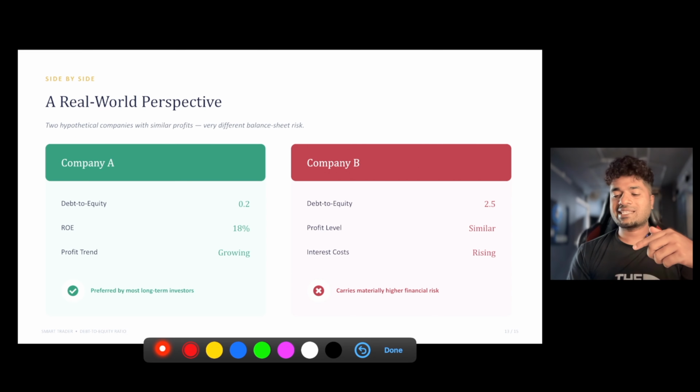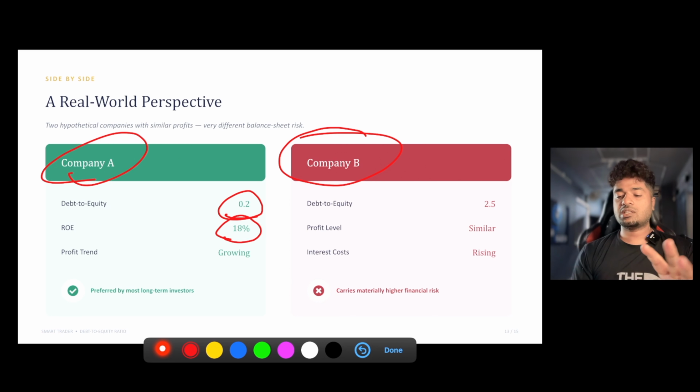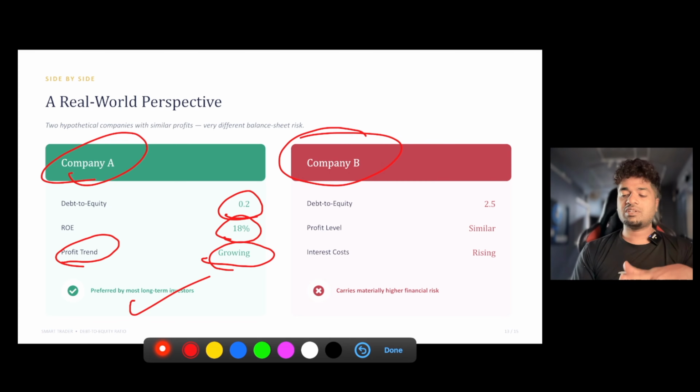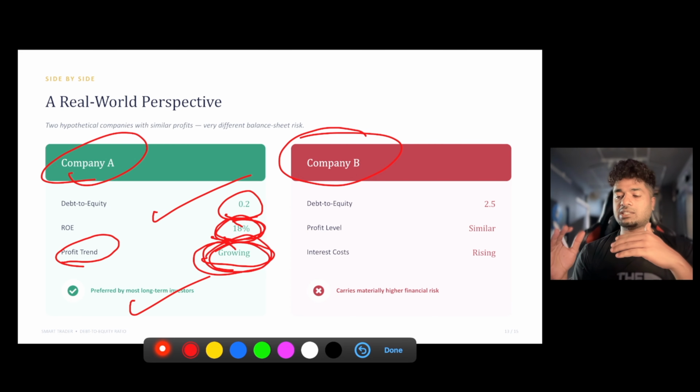Let's take a simple example, company A and company B. In company A, let's say the debt to equity ratio is very good, for example 0.2 in a theoretical way, and the return on equity till now, let's say 18%, and the profit trend is actually growing every year. So most long-term investors will think about this stock because they know that the debt to equity ratio is good, the return on equity is also very good, and the profit trend is also going up. So in future also it will be creating some profit.